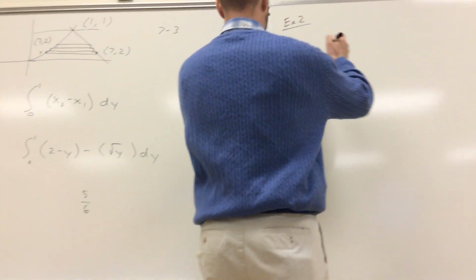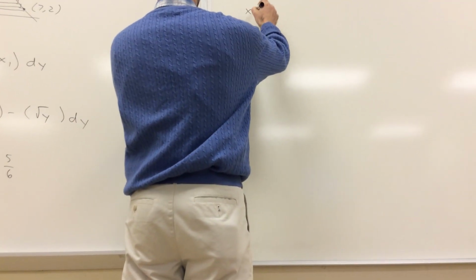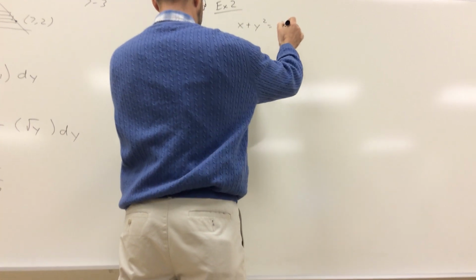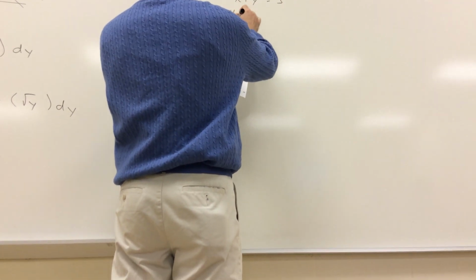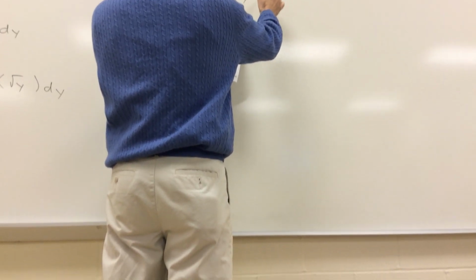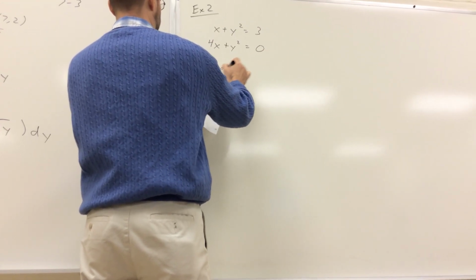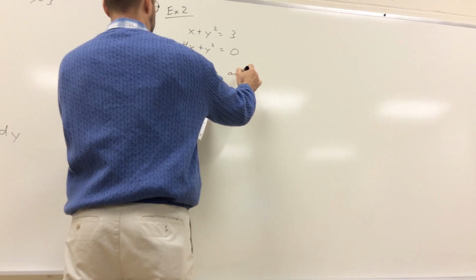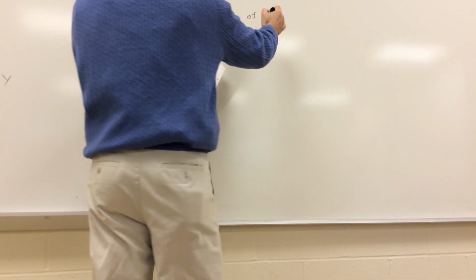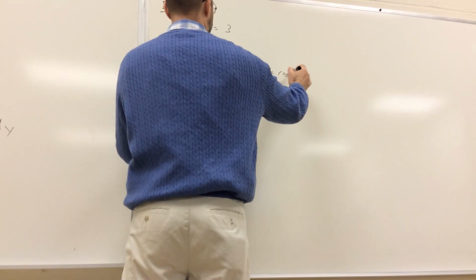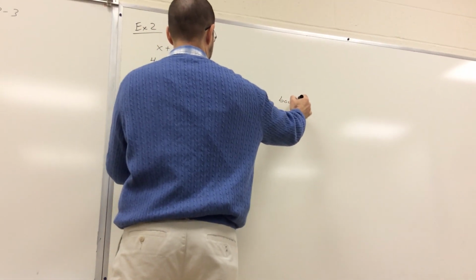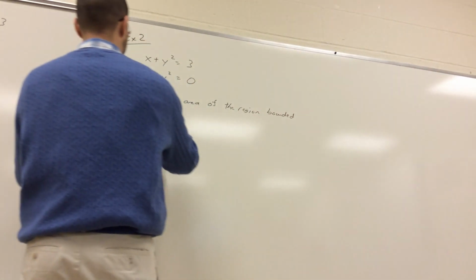Okay, for the next one we've got x plus y squared equals 3 and 4x plus y squared equals 0. And of course we're going to find the area of the region bounded by these curves.